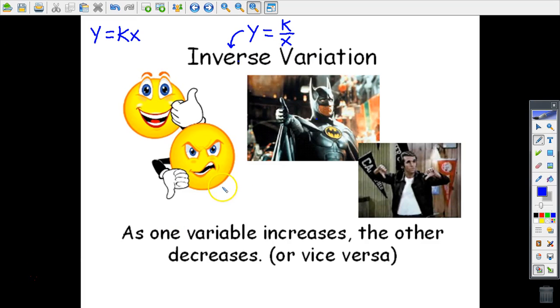So the idea behind inverse variation, as opposed to direct variation where the two quantities move together, is that as one quantity increases, it causes a resulting quantity to decrease, or vice versa. As one quantity decreases, that causes another related quantity to increase. So we say they have an inverse relationship, as you can see by the thumbs up, thumbs down. One will go up, which causes another to go down, or vice versa.